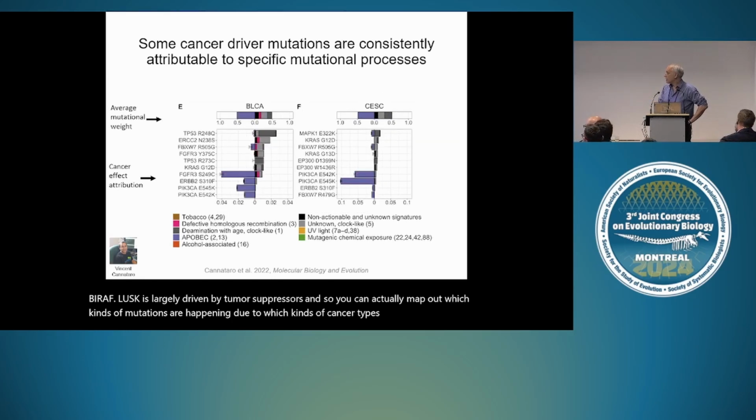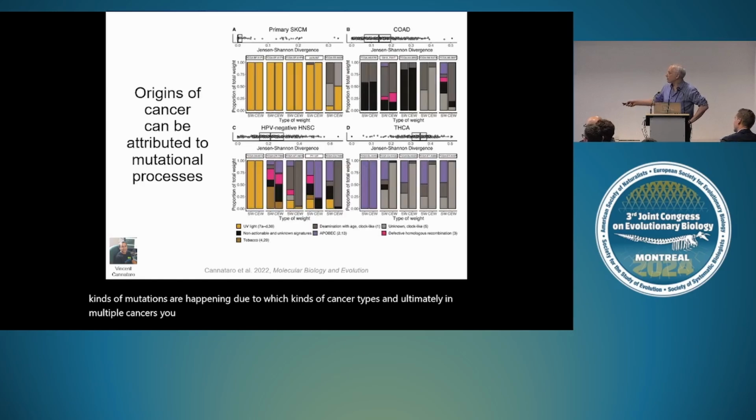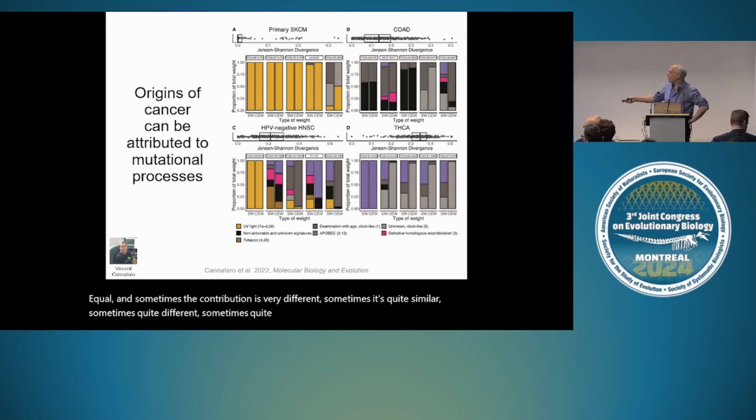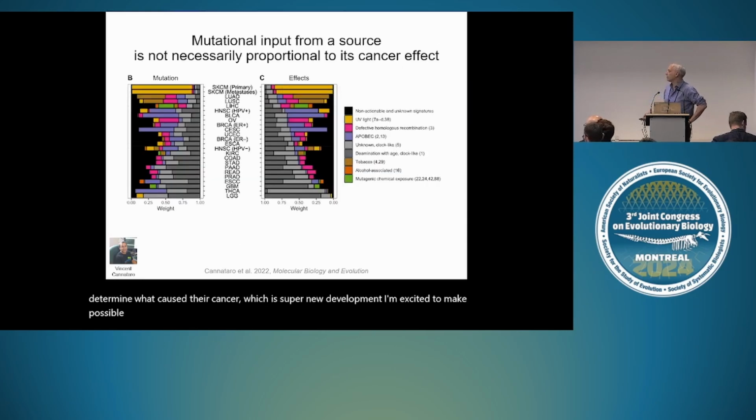And ultimately, in multiple cancers, you can even then look at what the origin of that cancer is in individual patients. So each one of these is an individual patient. On the left of each pair of bars is the contribution to the genome, and on the right is the contribution to cancer. And sometimes the contribution is equal, and sometimes it's very different. So for four different cancers, we can actually now look post-cancer at someone's tumor and determine what caused their cancer, which is a super new development I'm excited to make possible for individuals to learn more about their cancer if they're interested.